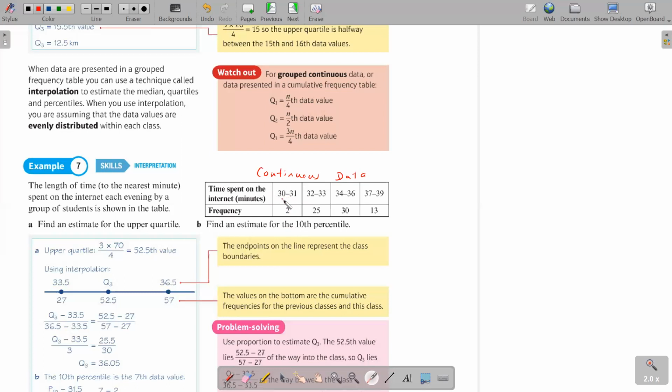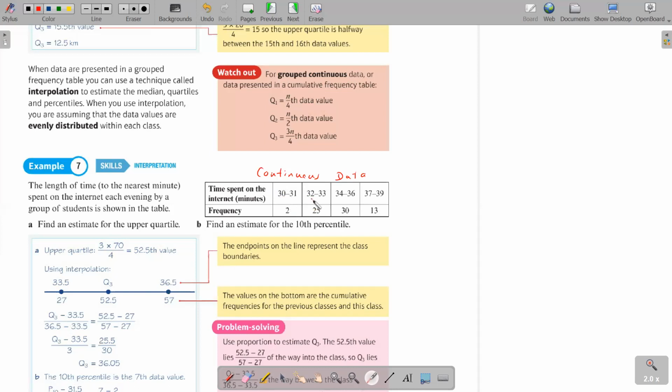Does it mean only the 30 to 31 integer? No, continuous means you can break this down further: 30.1 minutes, 30.5 minutes. You could break it down. So continuous means you can take any value within this given range. It can be decimals.